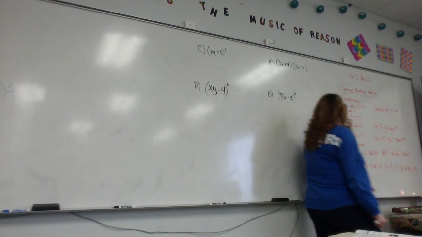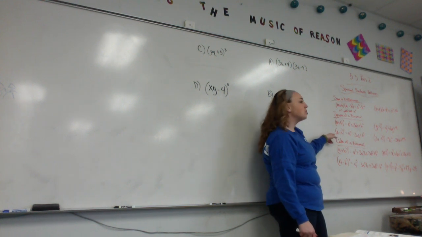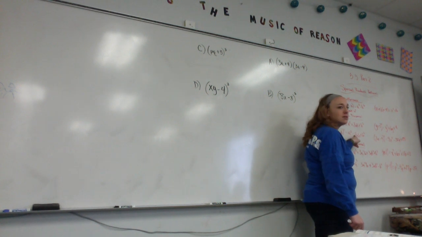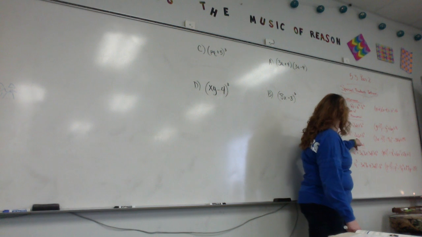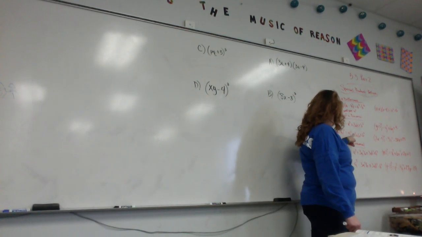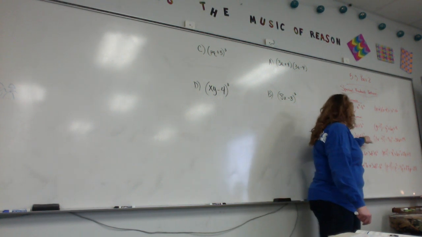That's the pattern. The same pattern happens in the square of a binomial when there's subtraction, except the middle sign changes. That's the only thing that changes. If it's minus, my middle sign is minus. If it's plus, my middle sign is plus. So it's once again a squared, and then a times b times 2, and then b squared.